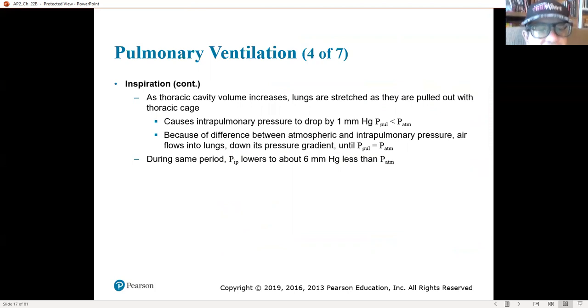So inspiration, as the thoracic cavity volume increases, the lungs get stretched and they're pulled out. That causes a drop in intrapulmonary pressure. And because there's a difference, air always flows down its gradient. Air always goes from higher pressure to low. If we had a drop in intrapulmonary pressure, atmospheric is higher, so air will move into the lungs.